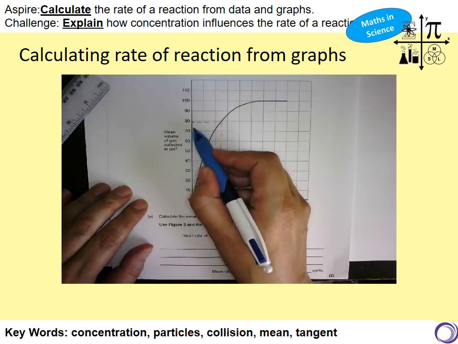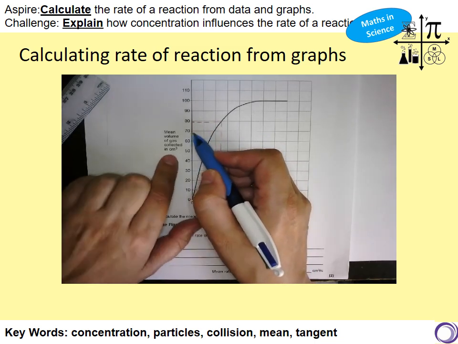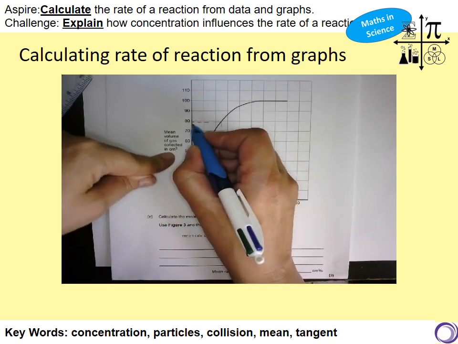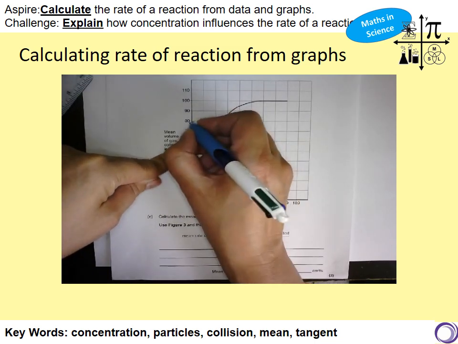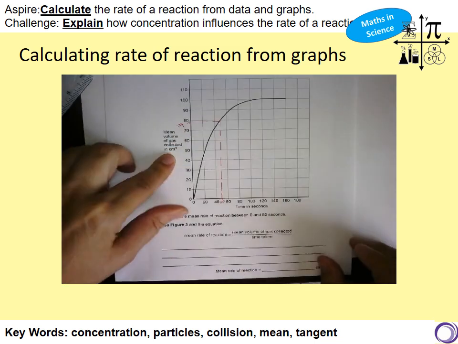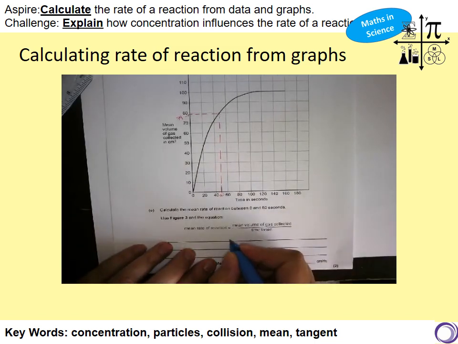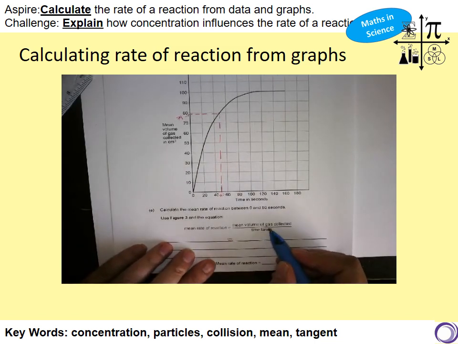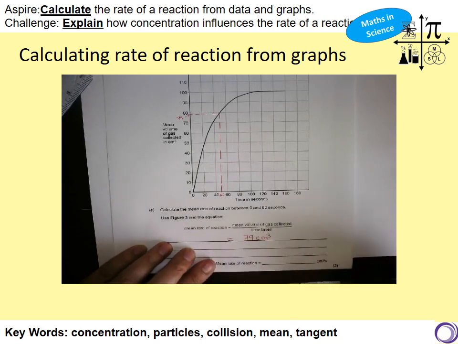Read the scale here. Each of the small squares is worth 2 marks, and sorry, 2 centimetres cubed. And between the 78 and the 80 is where the line falls. So that would be 79. So we now have our two values. So the mean volume of gas collected was 79 centimetres cubed.